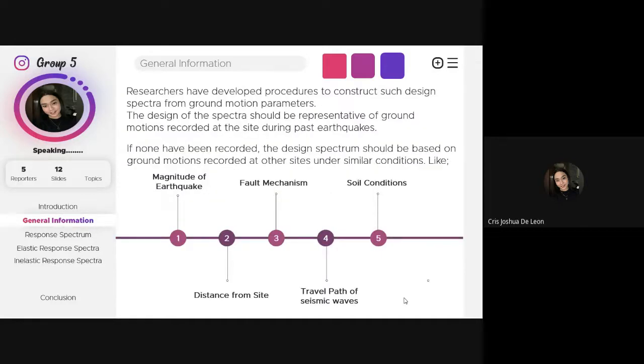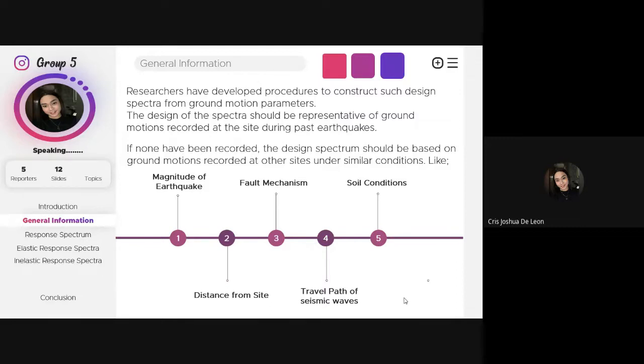Researchers have developed procedures to construct such design spectra from ground motion parameters. The design spectra should be representative of ground motions recorded at the site during past earthquakes. If none have been recorded, the design spectrum should be based on ground motions recorded at other sites with similar conditions. First, the magnitude of the earthquake.